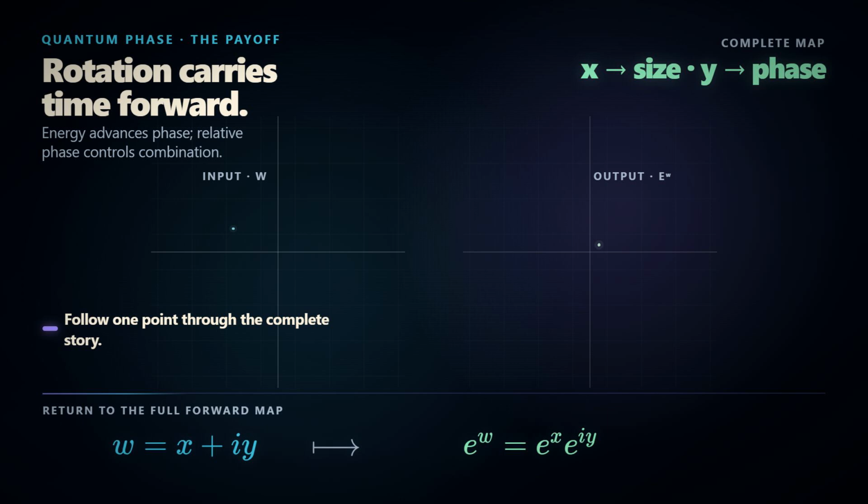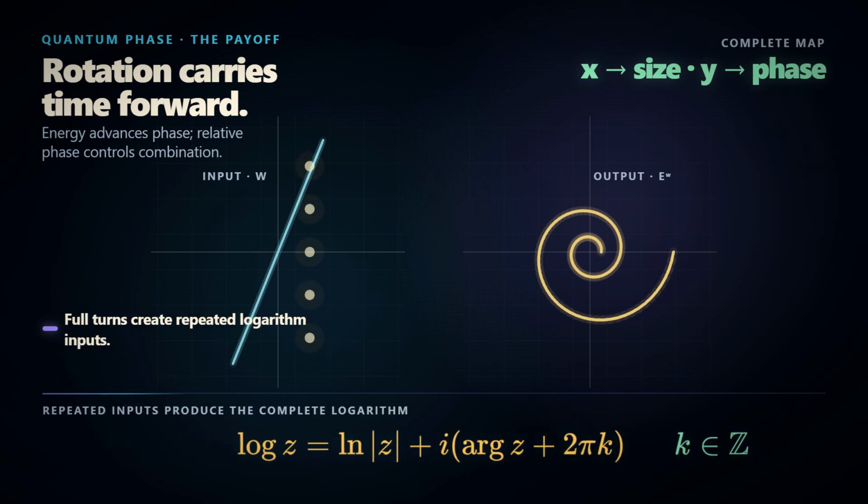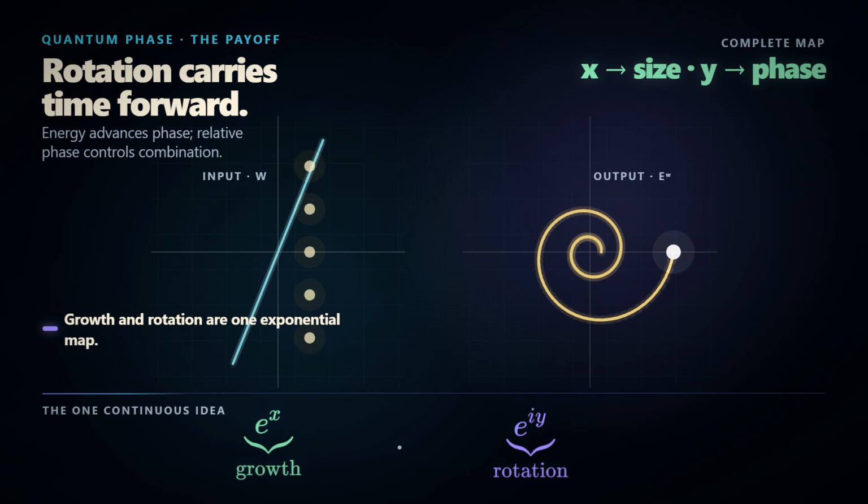Return to the two planes and follow through the story. The input w equals x plus iy becomes the output z equals e to the w. Horizontal input x becomes log radius through e to the x. Vertical input y becomes angle through e to the iy. A slanted path becomes a spiral. Addition becomes multiplication. Full turns create repeated inputs, giving the complex logarithm. A purely imaginary time exponent becomes quantum phase rotation. The complex exponential is where growth and rotation become one idea.